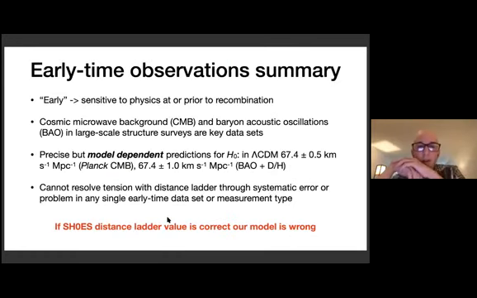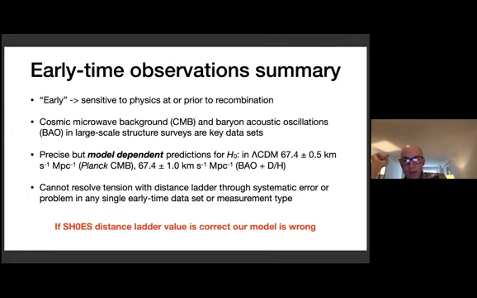Okay, so just to summarize the early observations, by early, I mean sensitive to physics at or prior to recombination. There's some semantic confusion in the literature about this, but that's what I mean by early. So the CMB and BAO datasets are the key ones here, and they provide these precise but model-dependent predictions for H0, which are in tension with the distance ladder direct value. And so we're really left with two possibilities. Either the SHOES ladder is wrong, or our model is wrong. So the fact that we have both the BAO and the Planck-based constraints being precise and consistent and independent essentially rules out the possibility that the model is correct and the distance ladder is correct.